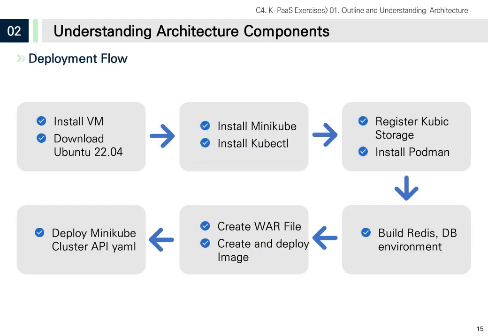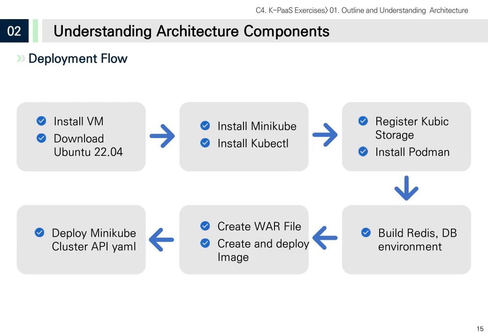In this part, we will see the deployment flowchart of the exercise environment. First, we install VMware and configure Ubuntu 20.04 as the operating system, install Minikube, which allows us to use some features of the master node, and install kubectl, a CLI tool to control the cluster. Third, we install Podman, the container engine, by registering a Kubic project repository for Podman installation. That's it for configuring the deployment environment for deploying the architecture.